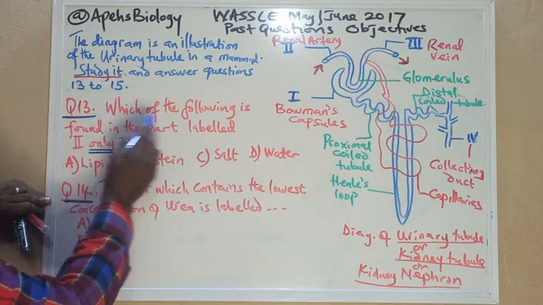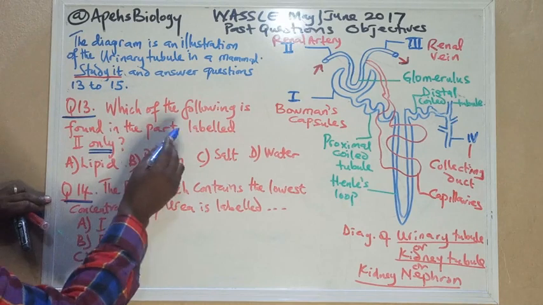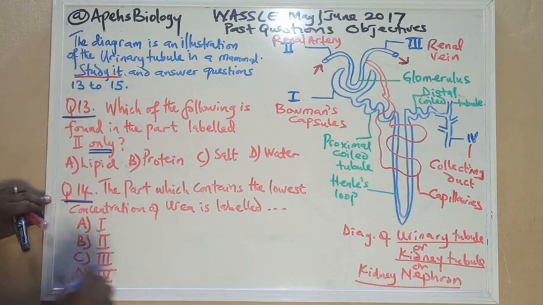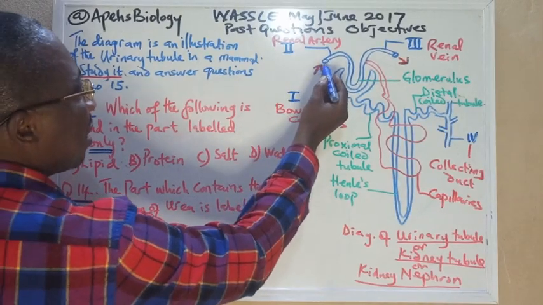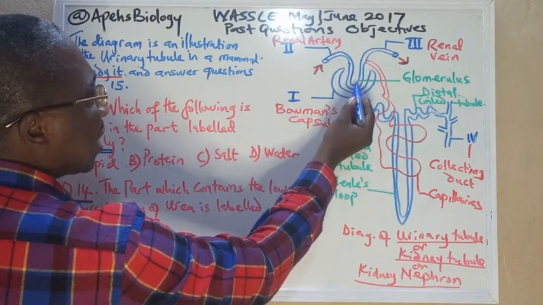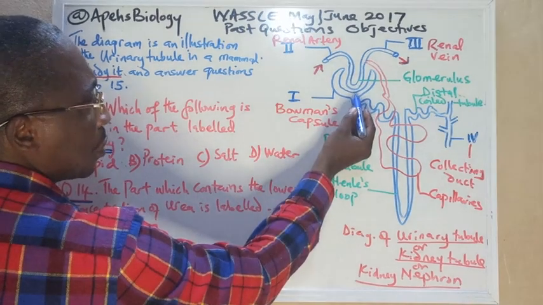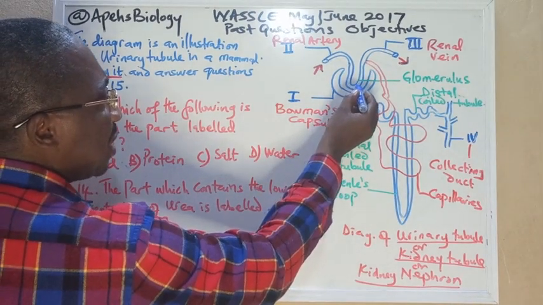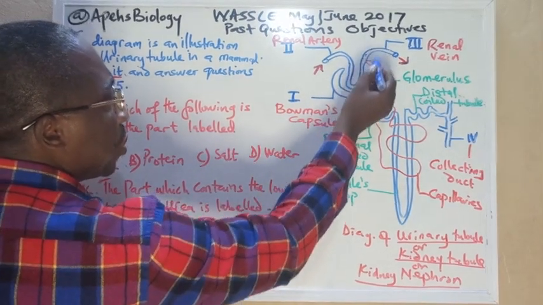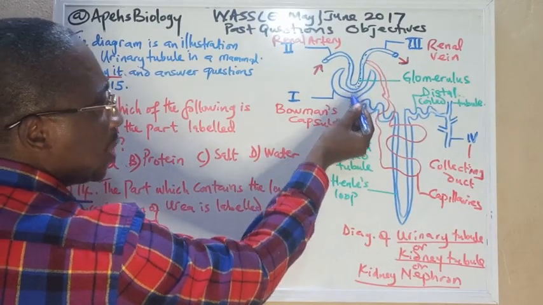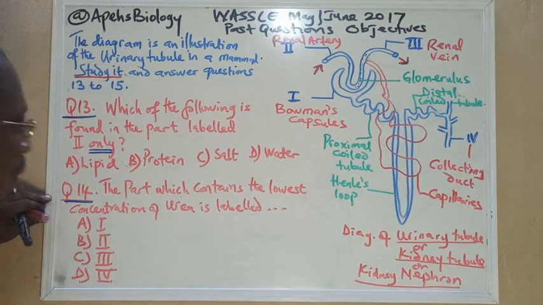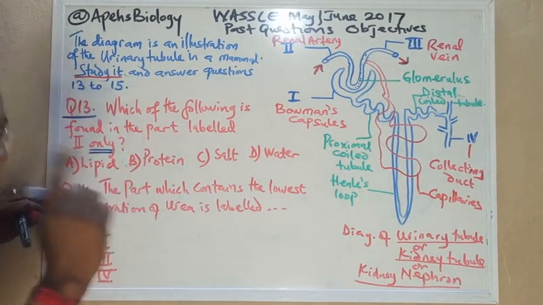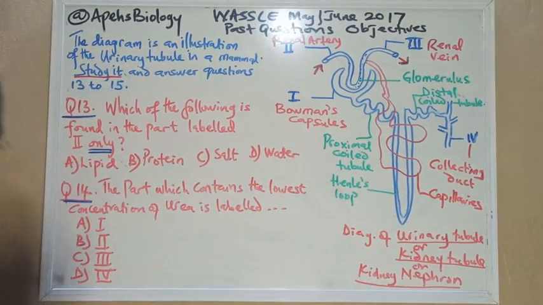They said, which of the following is found in the part labeled 2 only? Protein. Protein can only be found inside the renal artery because protein can never filter out of the glomerulus. It remains inside the glomerulus and continues its journey. So that is why we don't release protein into our urine. Protein is not in our urine. So protein is likely the correct answer. But let's check the others to see whether it is only, all right?